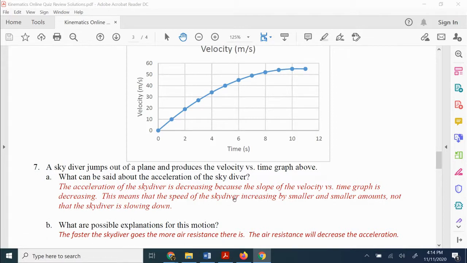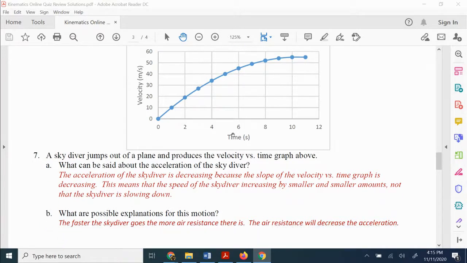This means that the speed of the skydiver increases by smaller and smaller amounts, not that the skydiver is slowing down. Sometimes people think that the skydiver is slowing down. They're not slowing down. They're reaching a constant speed of about 55 meters per second. So it just means that at some point they're going to end up going at a constant speed. All this question is really getting at is, can you interpret a graph? Yes, this is a situation we haven't really seen before, but it's not asking you anything super surprising, because you should know that the slope of a position or velocity versus time graph is acceleration, and then we just see that the slope is getting flatter.